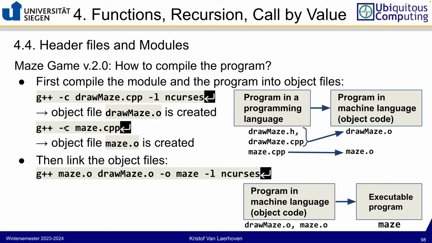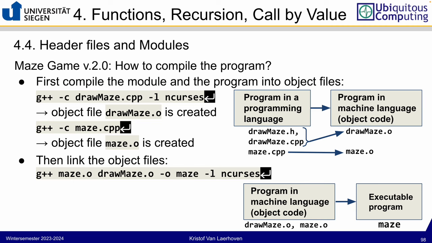So this -c means compile, and compile means we only create this object file. We don't create the executable. If you leave this one out, then it will take the object files, or straight the CPP file that is added here, and create the executable as we've done before. That is the only difference.